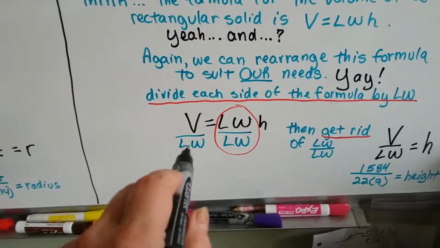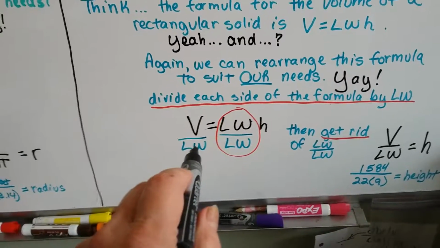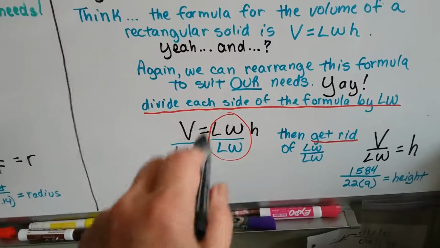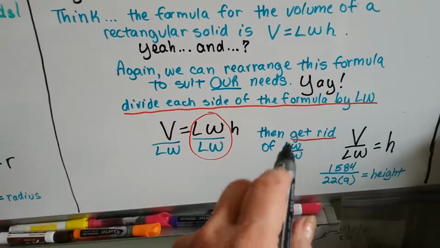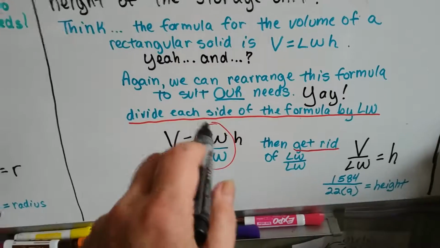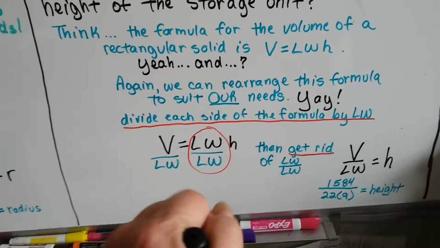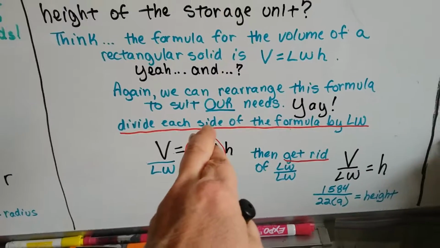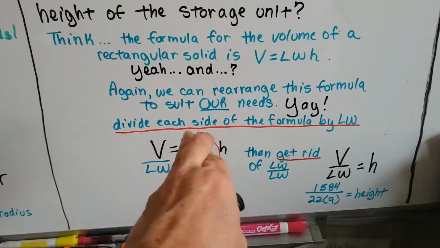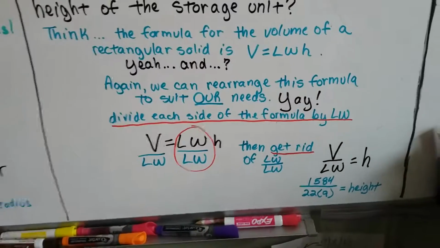We put a line and the LW, the length times width, underneath the volume, and we put it underneath here. And now, again, we can get rid of this because it equals 1. The numerator and denominator are the same. It cancels itself out. We can discard it. And now our formula says, if I cover them up, can you see that? V over LW equals H. Ha! We did it. We got the H by itself.